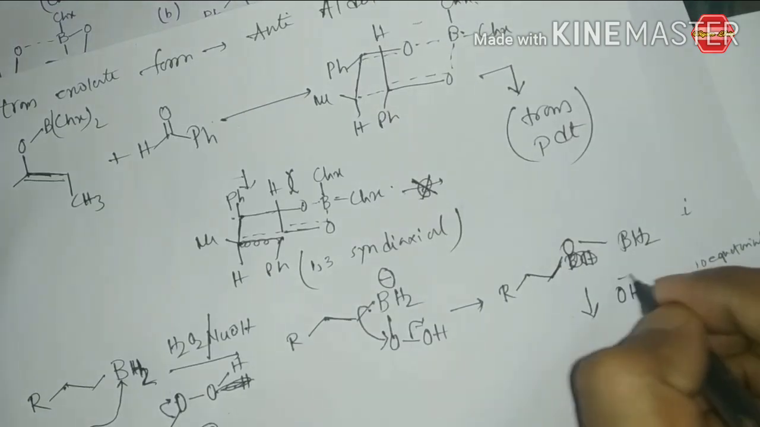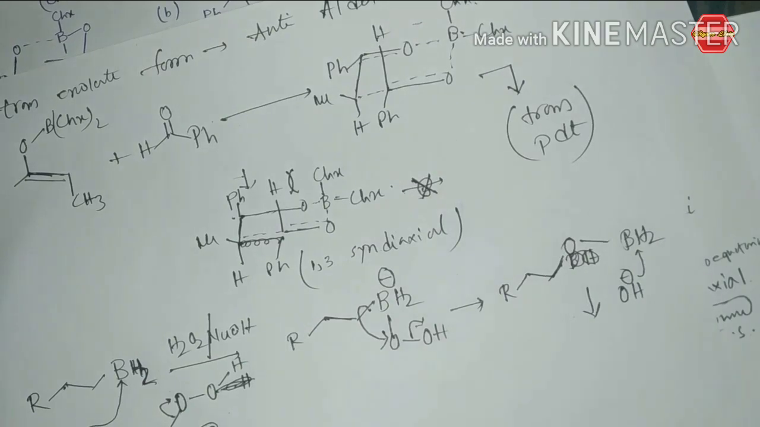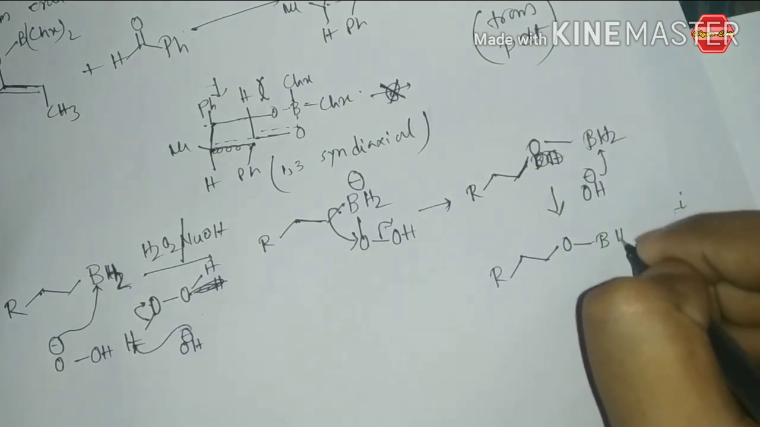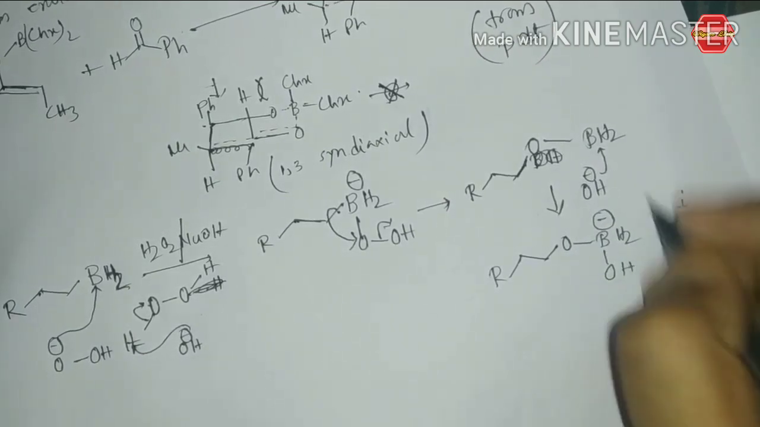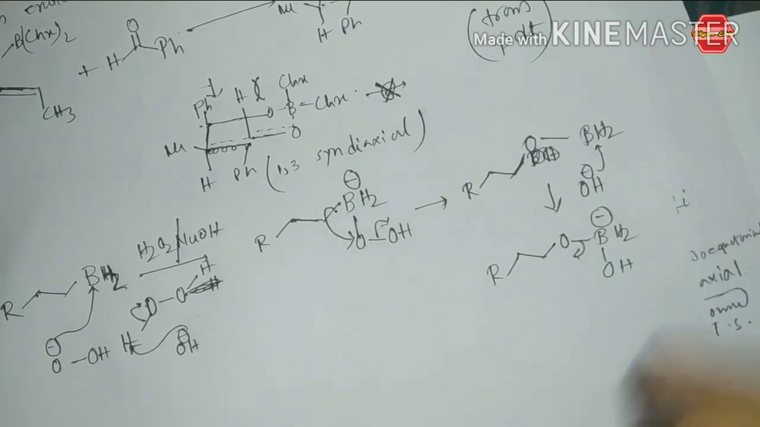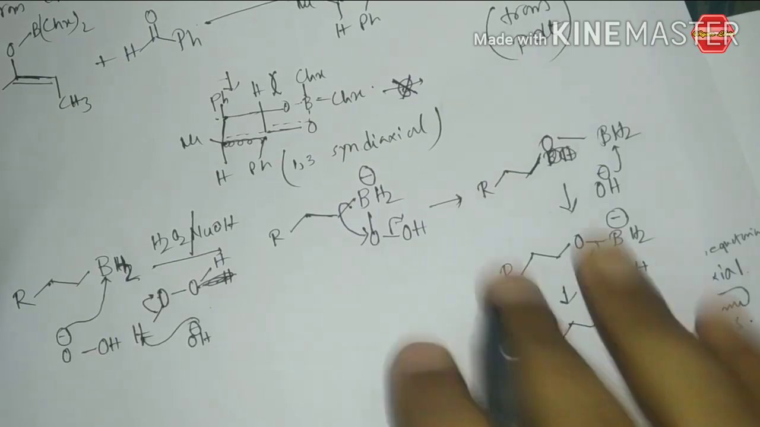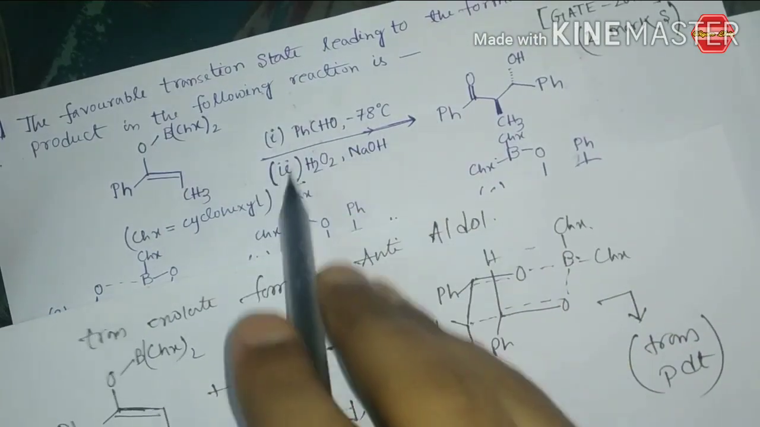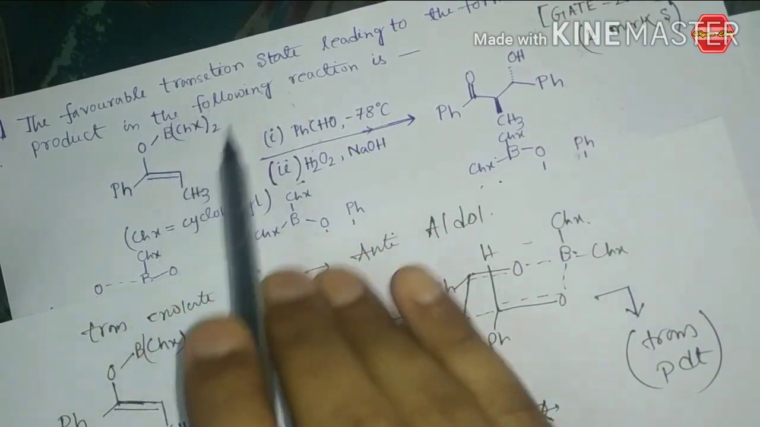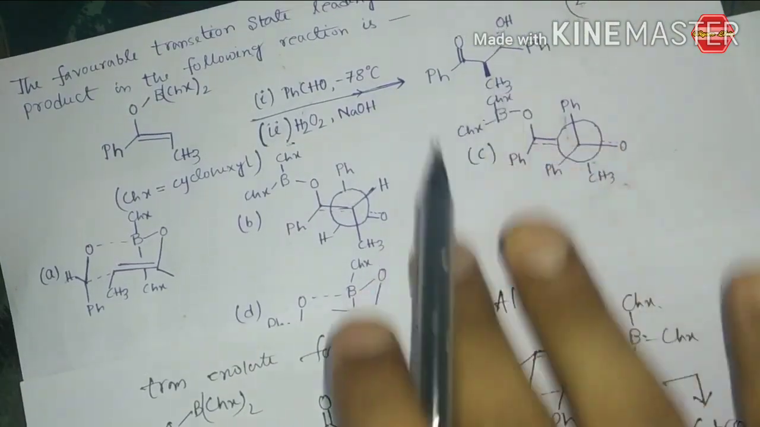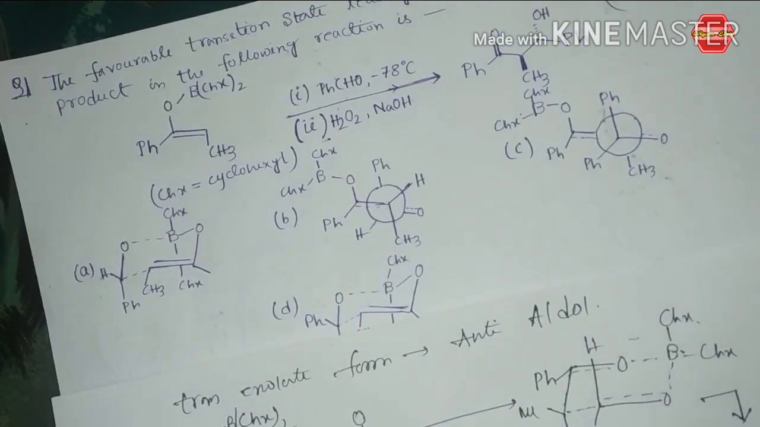Now after that the OH minus will attack on the boron atom, and this boron atom is negatively charged, and this is OH, and after that this bond breaks and you get your final product, that's OH. So here you can see how the H2O2, NaOH will react with this boron cyclohexyl group. Then you can get this type of OH. And I think I will cover all those topics related to this Zimmerman-Traxler model. Now let's find the options.